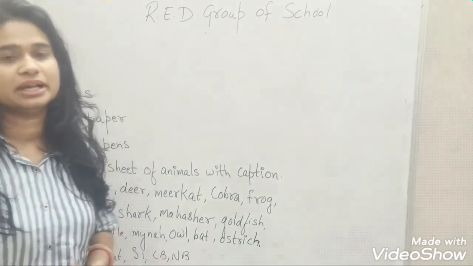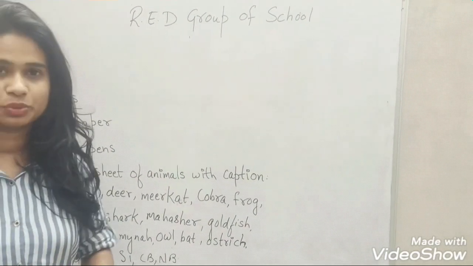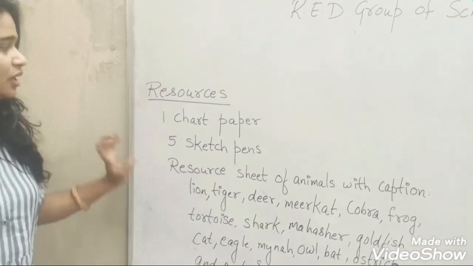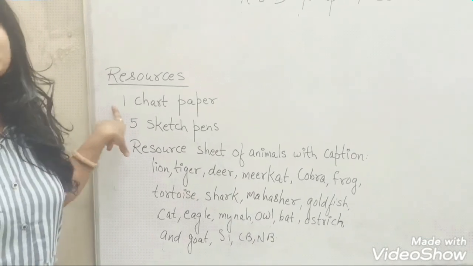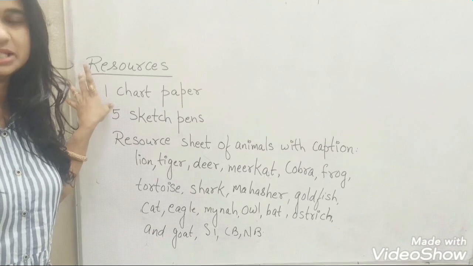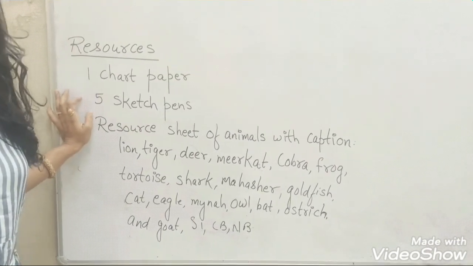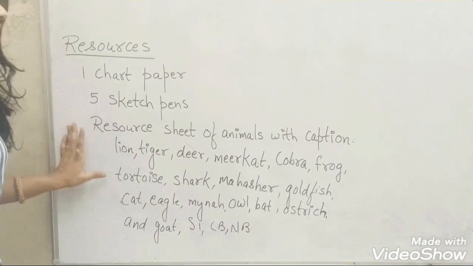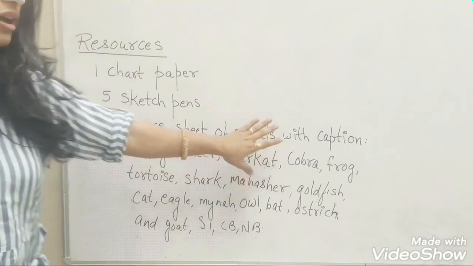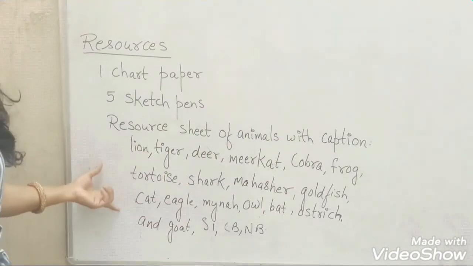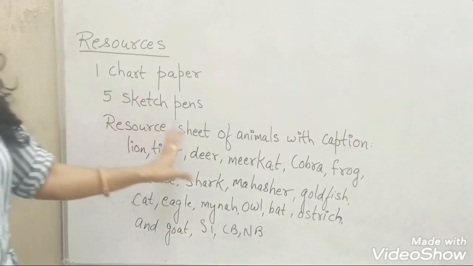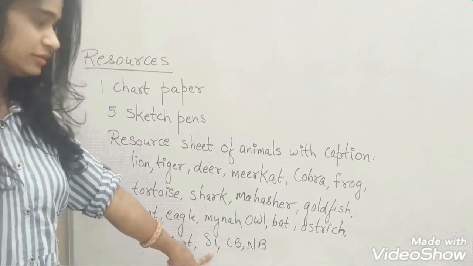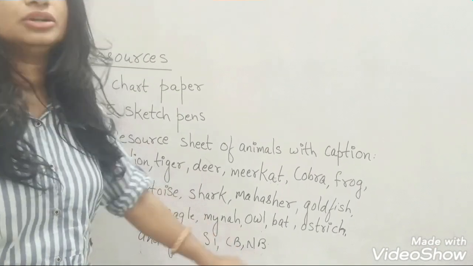Before I start my block, it's my humble request to the parents that please have these resources ready with you. You need one chart paper. If you don't have chart paper, you can take A4 size pages also. Five sketch pens. If you don't have sketch pens with you, you can take a simple pen or pencil also. And resource sheets of animals with captions. So you have to take a sheet that has these animals in it. Spread worksheet S1, content book and your notebook.